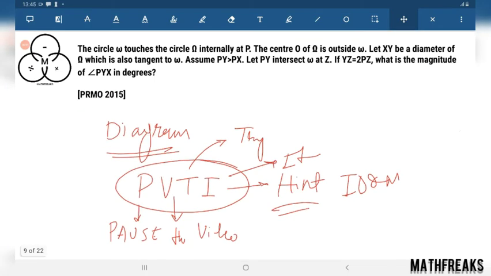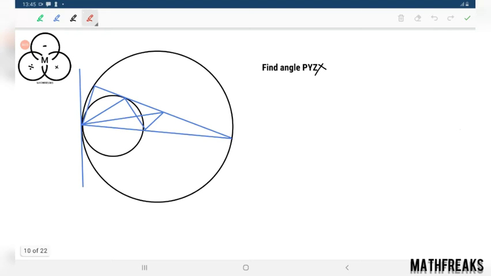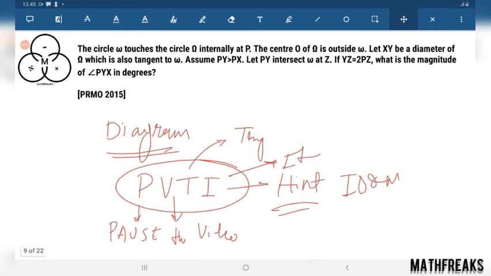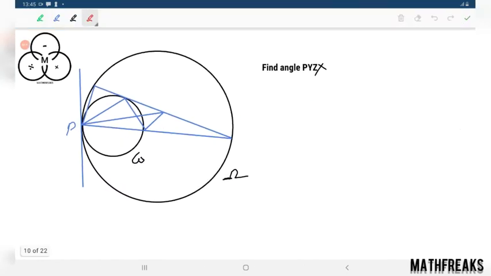The circle omega touches the circle large omega internally at P. This is the large omega circle. This is the small omega circle, which touches internally at P. The center O of omega is outside omega. This is our center O. We have joined all the points so that this will be helpful for us.